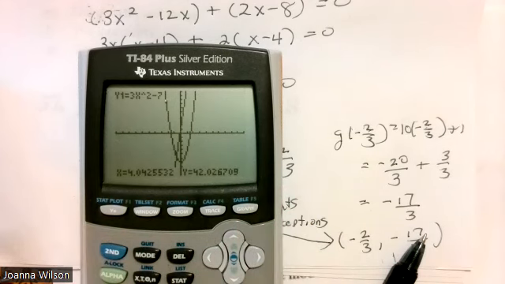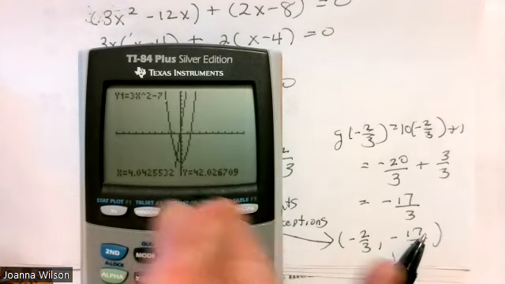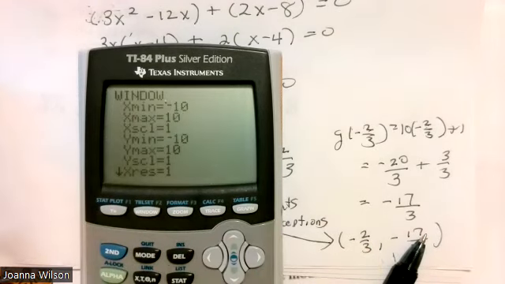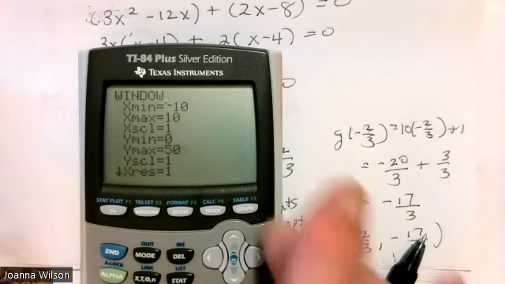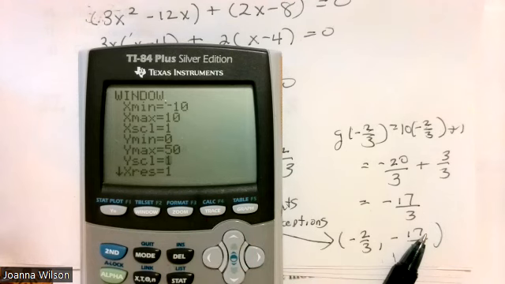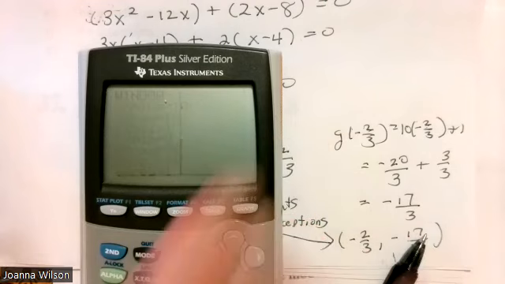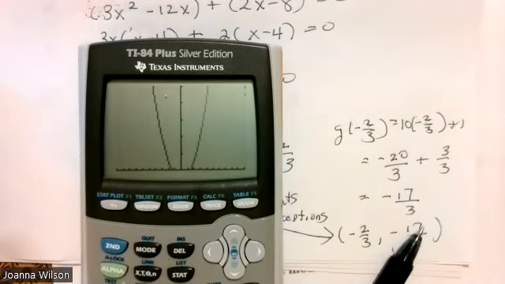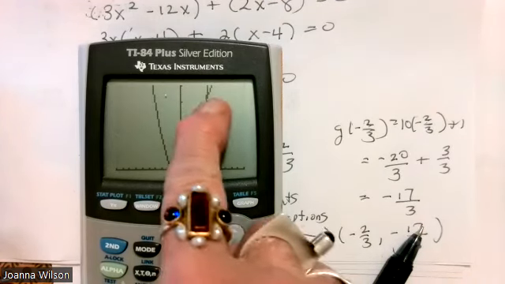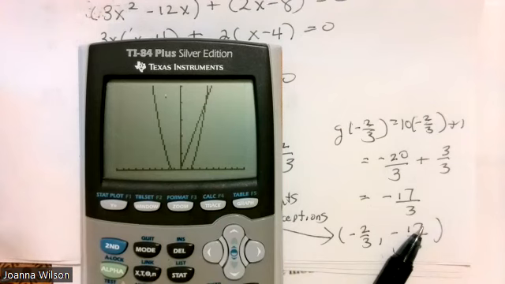I think what I'm going to do is change my window setting so that I can see that. So I'm going to let my Y min be 0 and my Y max, and I know it's 41, so I'm going to make my Y max be 50. And I'm going to scroll by 10, say. And I'm going to see if this will work. So then I'm going to go graph. And you see right here, that's that other point of intersection.